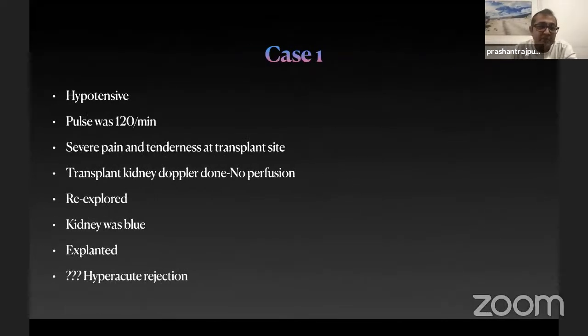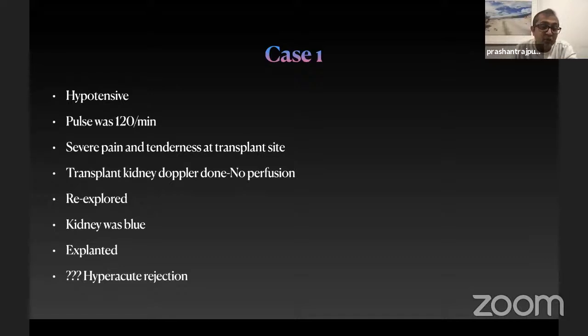This patient, after a few hours, became hypotensive. The pulse went up to 120 per minute. She had severe pain and tenderness at the transplant site. The Doppler done at that point showed no perfusion. She was re-explored, and this kidney looked pink.